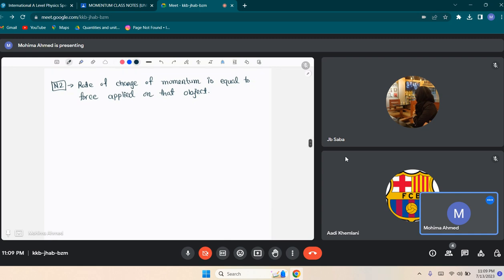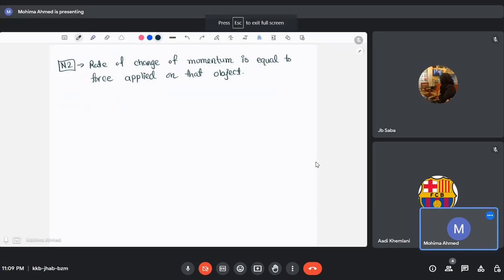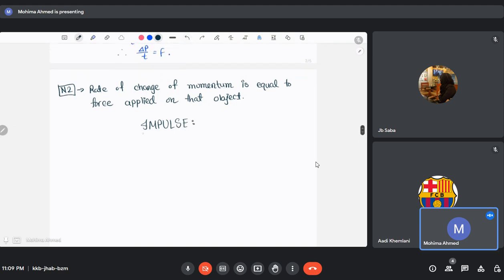Any idea that you guys have about impulse? Okay, what is collision? Just tell me the definition of collision. Sabah, can you turn on your mic and please tell me what is the meaning of collision?